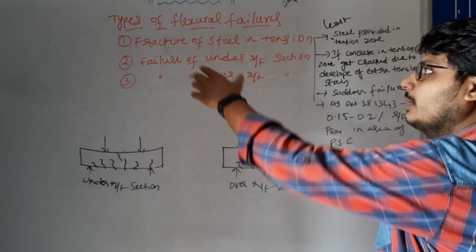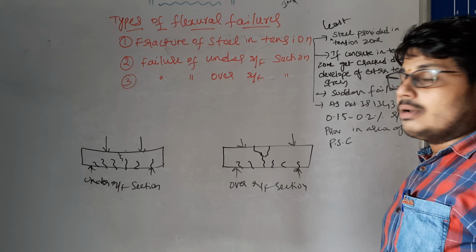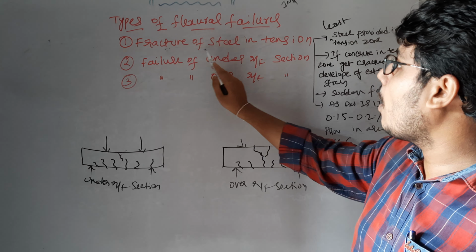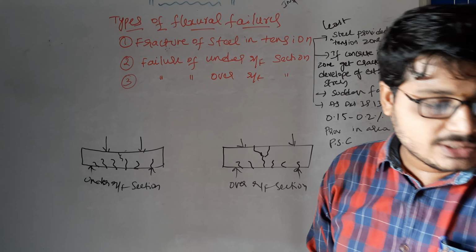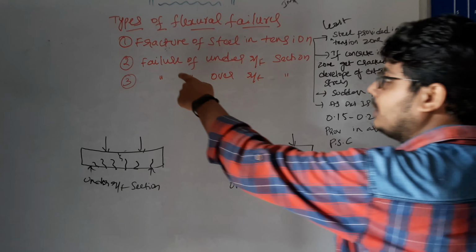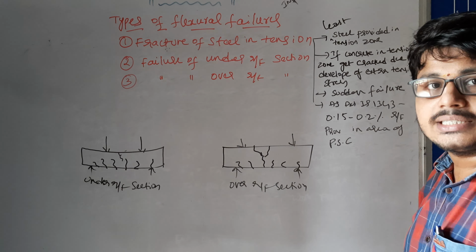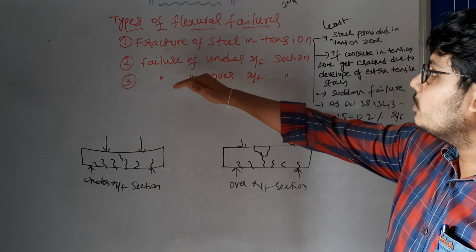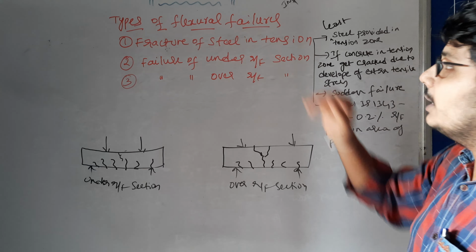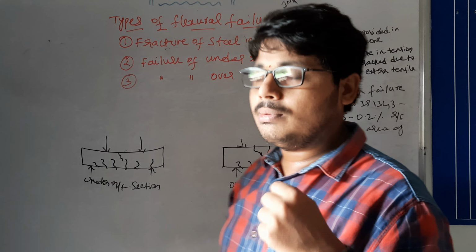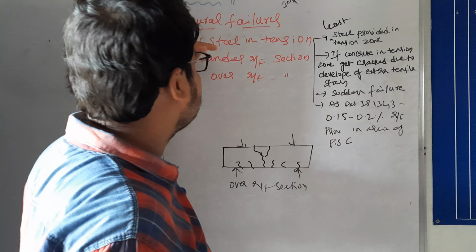So here the types of failures for a flexure are: first one, fracture of steel in tension. Next, failure of under reinforced section and failure of over reinforced section. Failure of under reinforced and over reinforced, and fracture of steel in tension. So first one, fracture of steel.